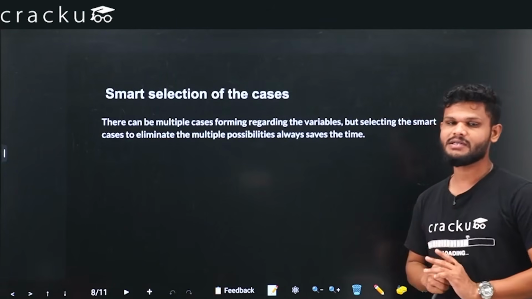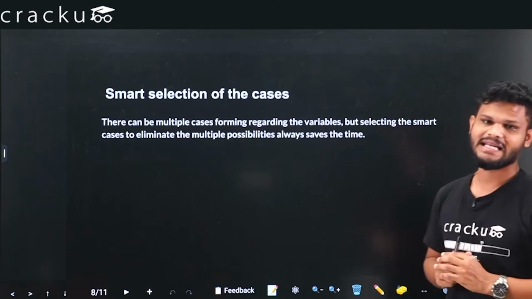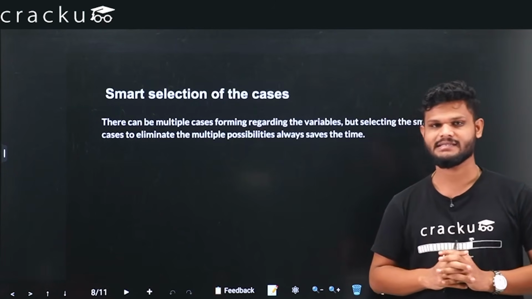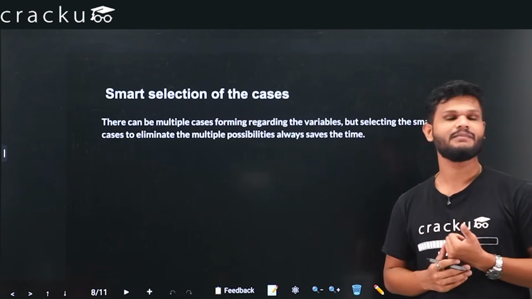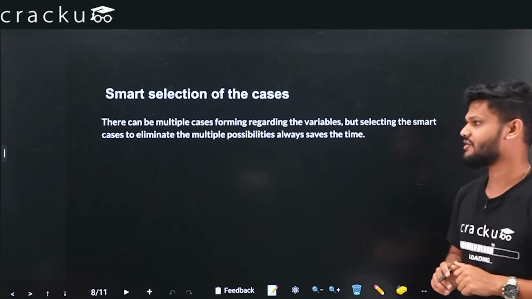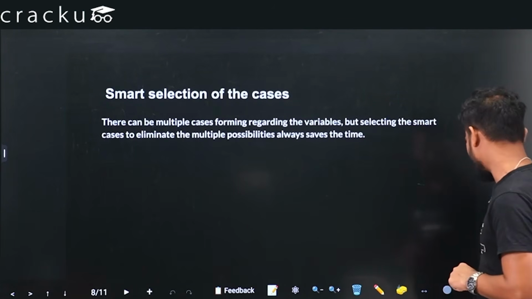Now what is important? Selecting the cases. Many a times in modulus questions you have to select the cases. So if you keep selecting randomly, then it will become cumbersome for you. You have to do the smart selection. How do we do that? Let us go forward and see.